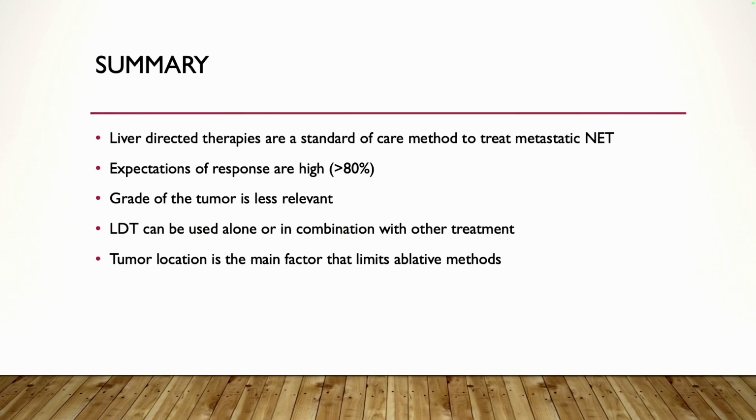So in summary, liver-directed therapies are a standard of care method to treat metastatic NET. The expectations of response are extraordinarily high, and it has been around for a number of decades. The grade of the tumor is less relevant. You can still get an excellent response rate. I have actually used it commonly in combination with systemic therapy in patients with higher grade tumors to better control the liver. It can be used alone or in combination, and the tumor location is the main factor that limits the ablative methods. And I think that's it.